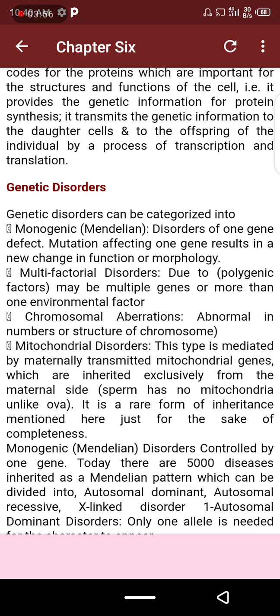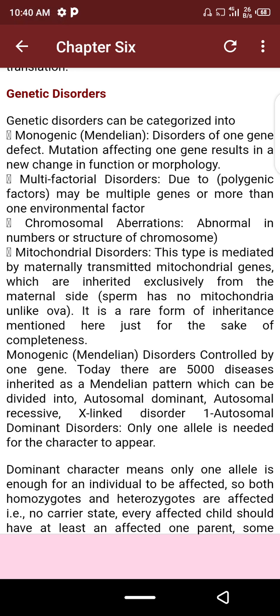So what is genetic disorder? It can be categorized into monogenic, Mendelian disorder of one gene defect, a mutation affecting one gene resulting in a change in function or morphology. Now I am coming to discuss with you multifactorial disorder. So what is multifactorial disorder and what are the causes of it? Due to polygenic factors, maybe multiple genes or more than one environmental factor. Chromosomal aberration: abnormality in number or structure of chromosomes.